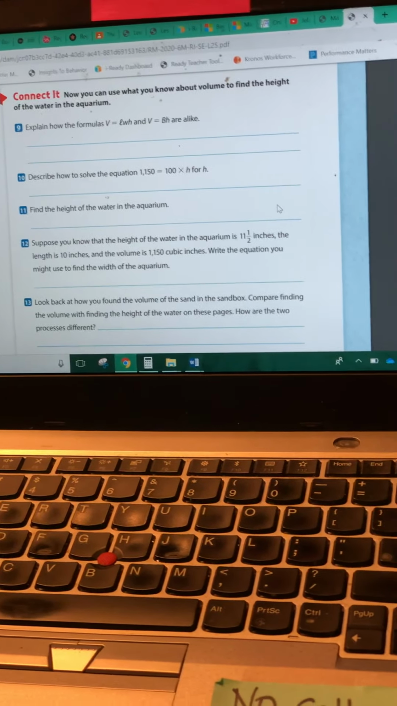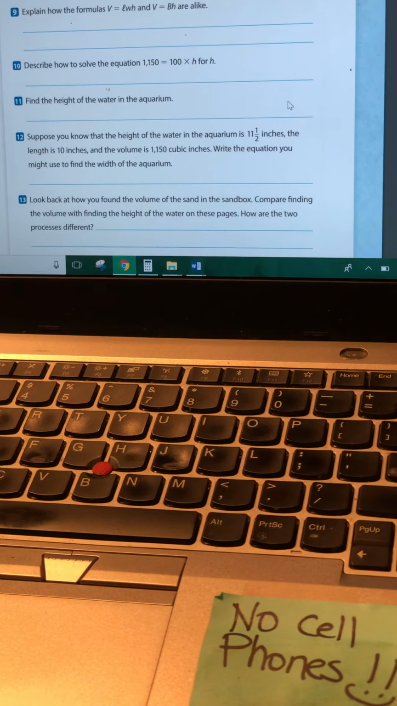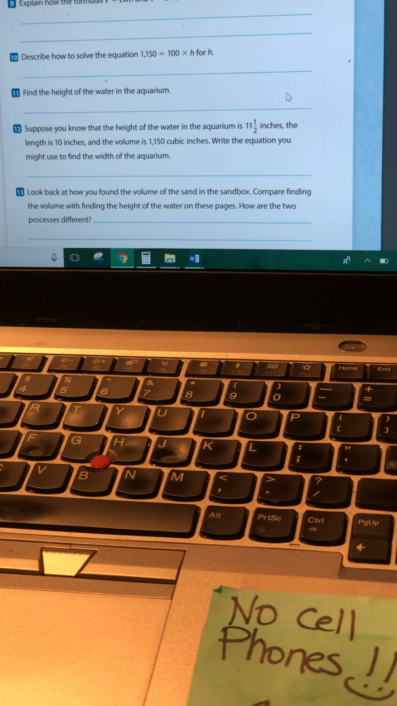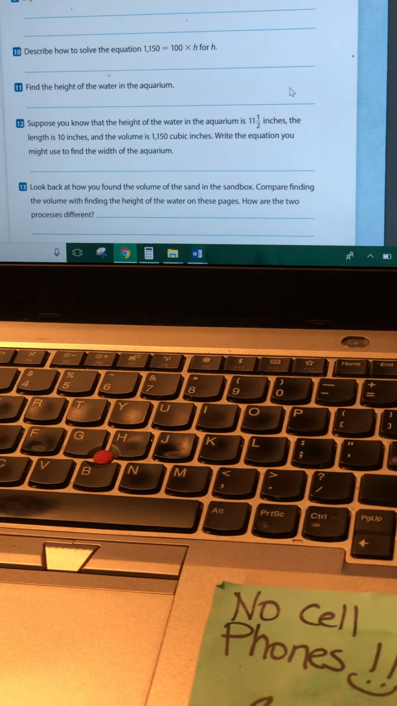Okay? Number 12, suppose you know that the height of the water in the aquarium is 11 and a half inches, the length is 10 inches, and the volume is 1150 cubic inches. Write the equation you might use to find the width of the aquarium. Okay, so give me just a moment. Let me write that down so you guys can see it.